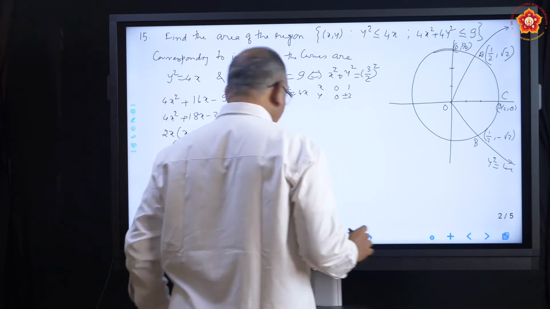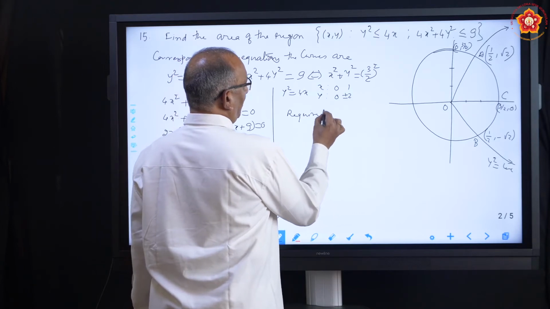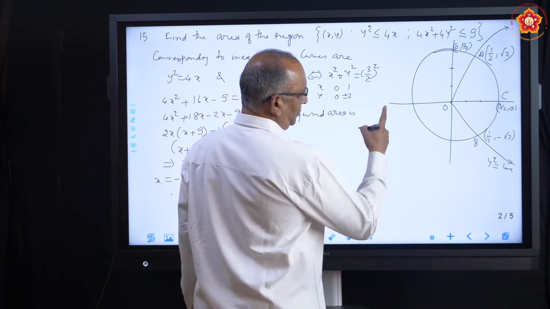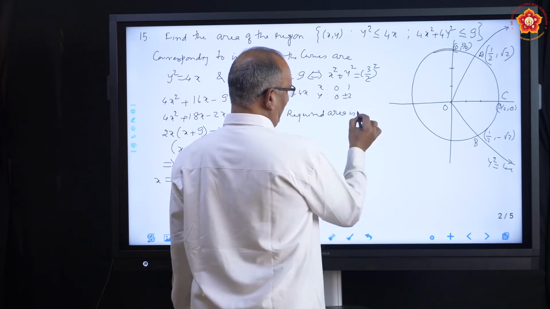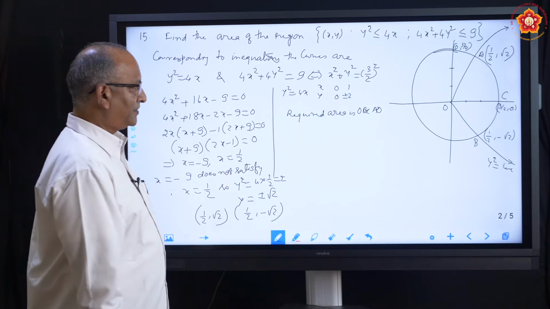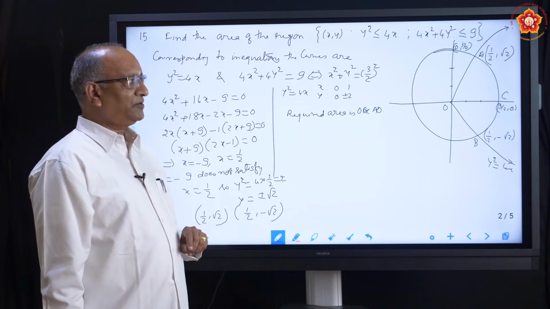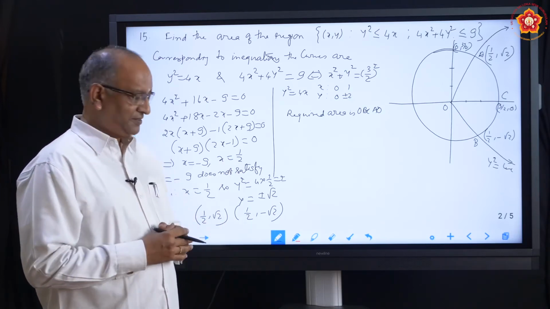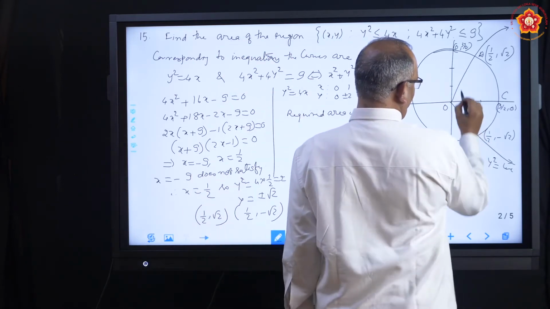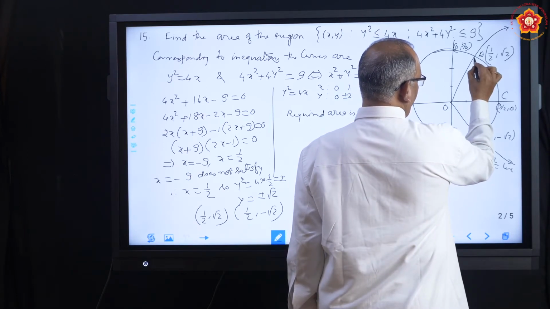So required area is OBCAO. OBCAO is the area we want to calculate. Now the question is how to calculate this area. What we do is we draw a perpendicular from A on this. So draw a perpendicular.